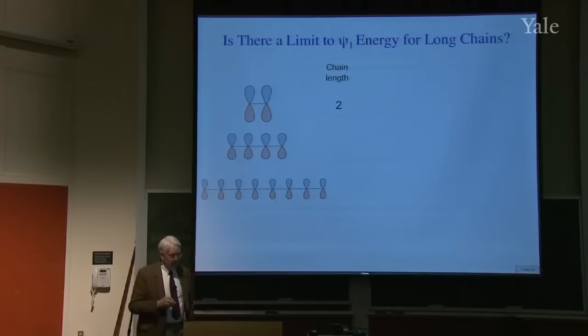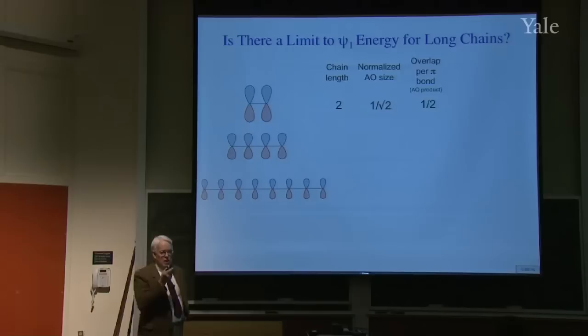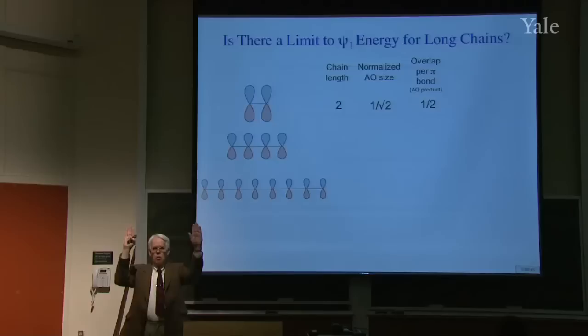So there the chain length is 2 for ethylene, right? And the normalized atomic orbital size is 1/√2. So when we square and sum, we get 1, okay? So the overlap, when you have this 1 pi bond, is 1/2. It's 1/√2 here, 1/√2 here. Multiply them together to see how much they overlap, right? And you get 1/2 in some units.